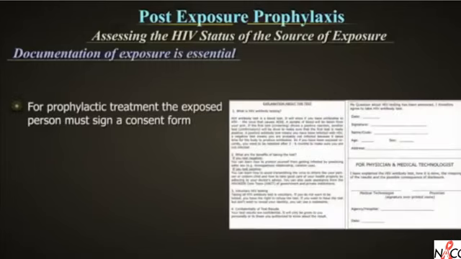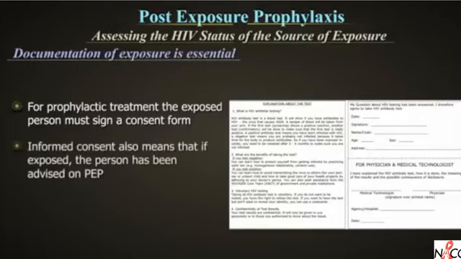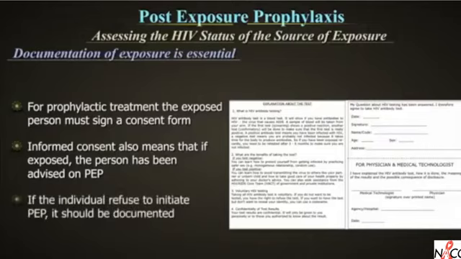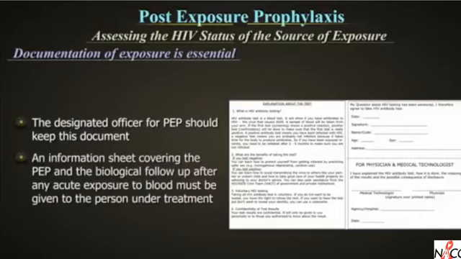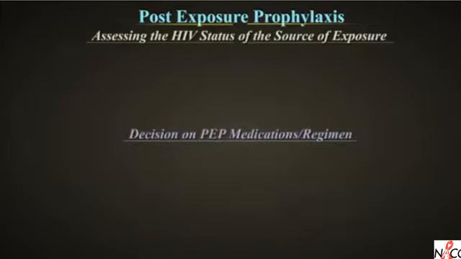For prophylactic treatment, the exposed person must sign a consent form. Informed consent also means that if exposed, the person has been advised on PEP. If the individual refuses to initiate PEP, it should be documented. The designated officer for PEP should keep this document. An information sheet covering the PEP and the biological follow-up after any AEB must be given to the person under treatment.